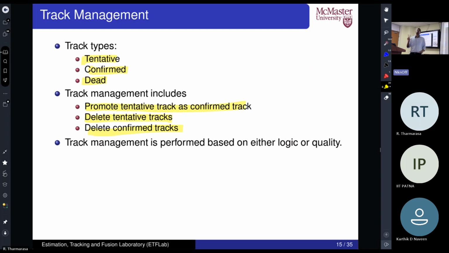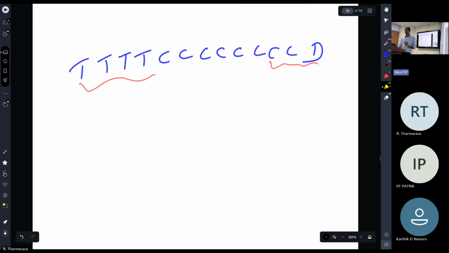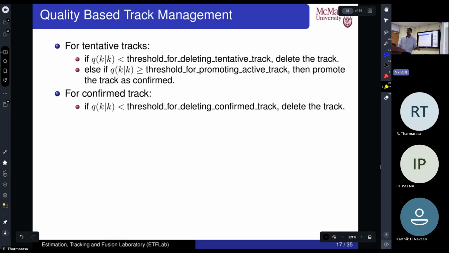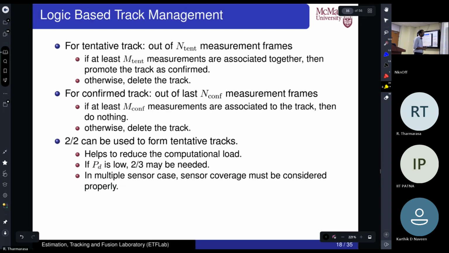So we are going to talk about two different approaches: one is quality based and the other is logic based. In the slide, I think I have quality based first, but I will go to the logic based and come back to the quality based. Logic based is easier too, so I will start with the logic based. Only this one slide, nothing else. One slide explains everything.